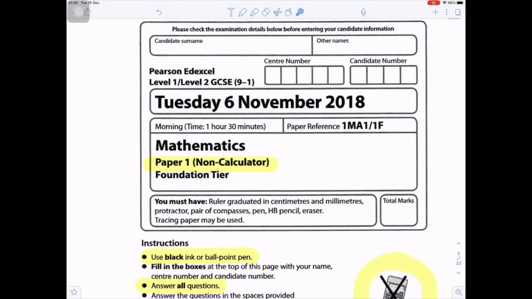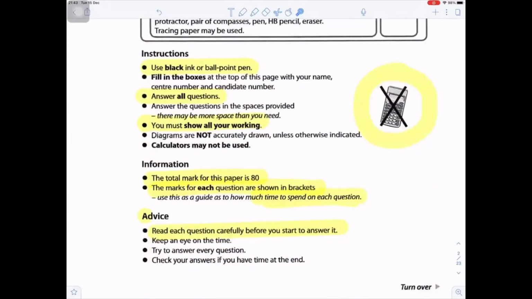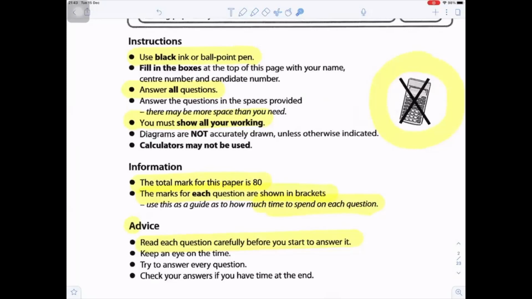It says use black ink or ballpoint pen. Very, very important. And answer all questions. There may be more space than you need. You must show all your working. This one is very, very important. You must show all your working to get full marks.